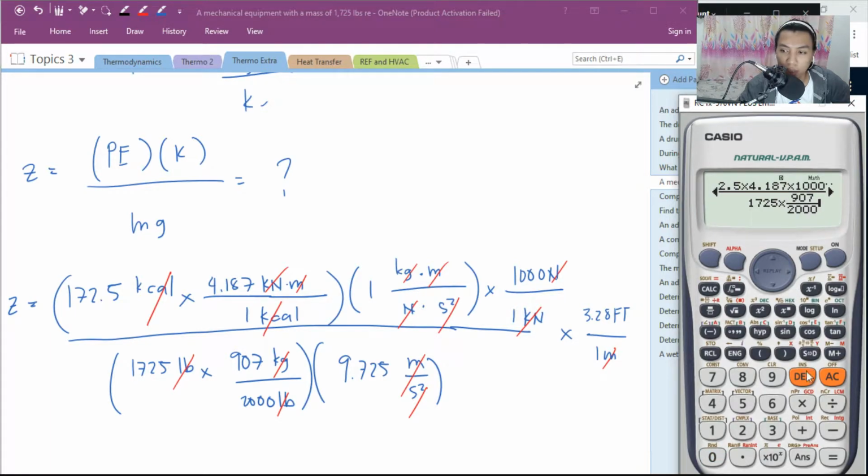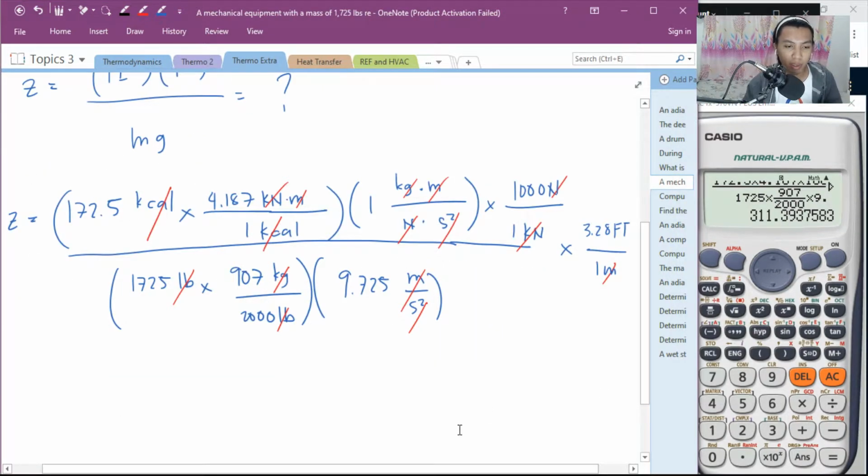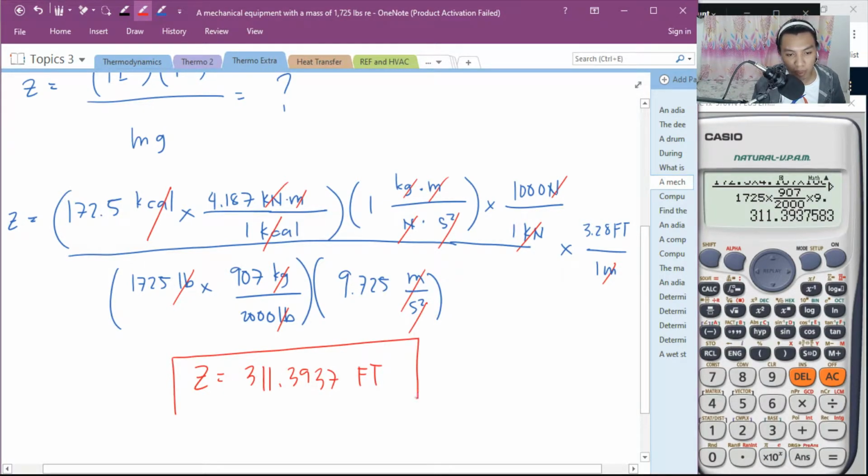Okay, 907 times 9.725. The answer will be 311 feet. O, sakto yung sagot. The answer will be yung Z, 311.3937 feet. Diba? Ganyan kataas yung placement ng iyong machine. That is problem number 6.